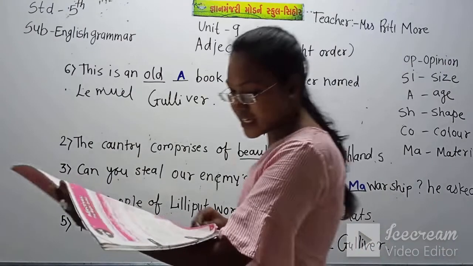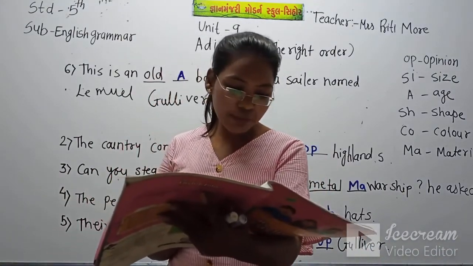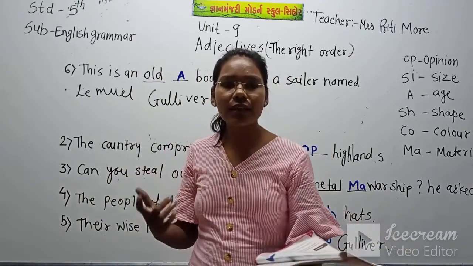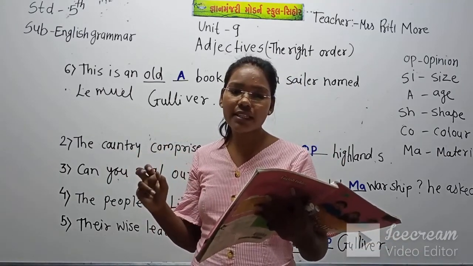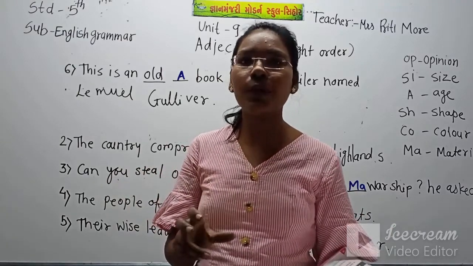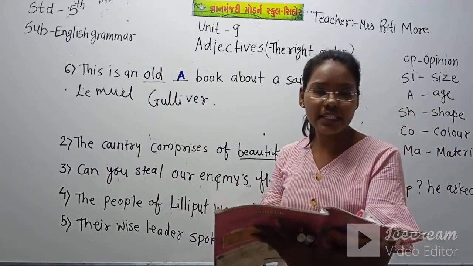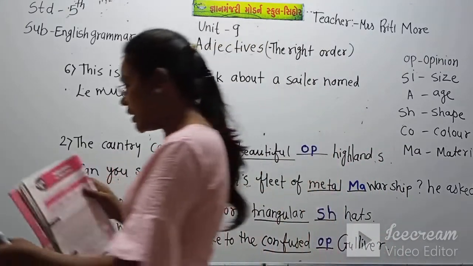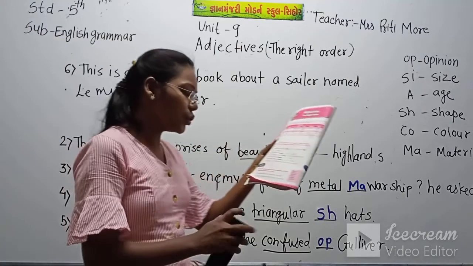Now the practice exercise is there. Rewrite the sentences below using the adjectives in the bracket. The first one has been done for you. That means more than one adjective is there in the bracket. There are two or three adjectives in the bracket, and we have to put them in proper order according to opinion, size, age, shape, color, material and noun. So let's do that exercise.